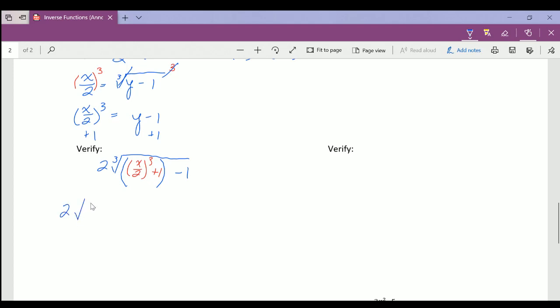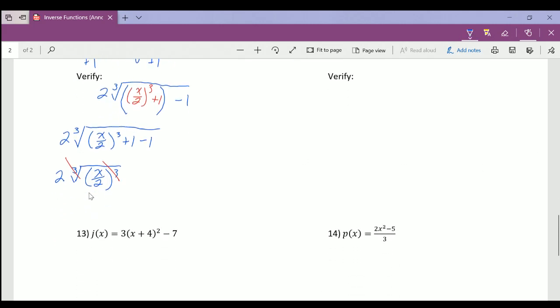And we end up with 2 times the cubed root of (x over 2) cubed plus 1 minus 1. And the ones cancel. So what we've got now is 2 times the cubed root of (x over 2) cubed. This is where the root and the power, since they are opposites of each other, the reverse of each other, are going to cancel each other out. So the radical goes away. I am going to leave these parentheses alone to have x over 2, which is now being multiplied by 2. The 2's cancel out, and you're left with x. So it checks out.